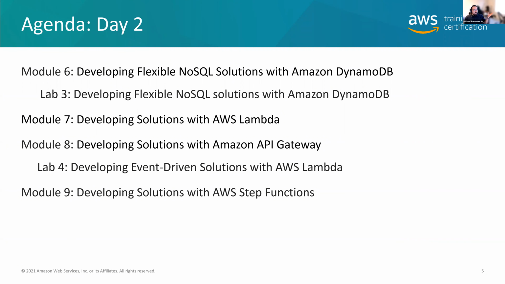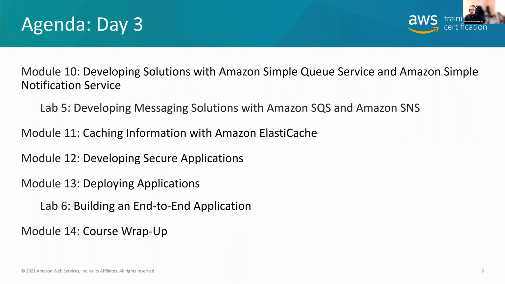Let's see. So that's going to be it. We're going to basically be running through about 14 modules. Really, honestly, it's 12. The first one and the last one don't really count. And then we're going to do about 6 labs.